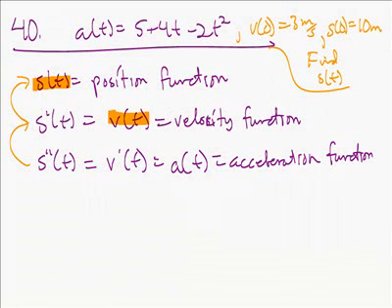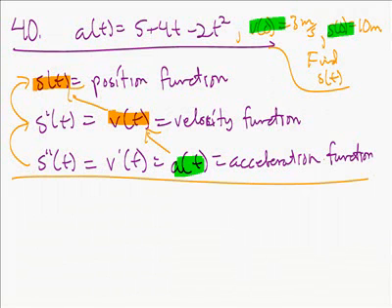And the way we're going to do it again is we're going to take our acceleration function a of t, and we're going to work backwards. We're going to take the antiderivative to find velocity, and then the antiderivative of that to find the position function, using these initial values, v of 0 and s of 0, to get our constants. So let's go ahead and just see how that goes.